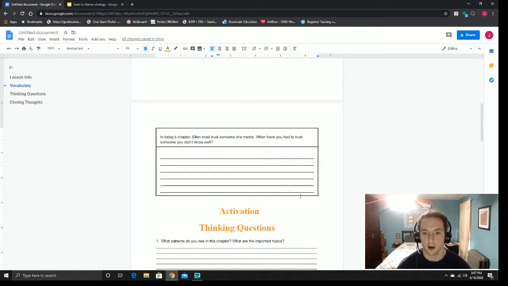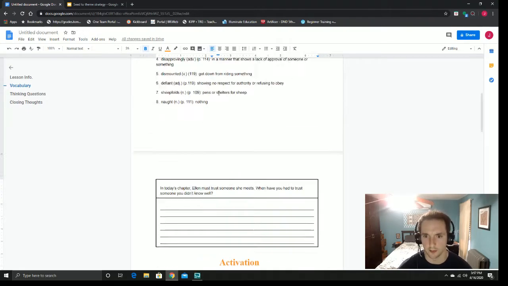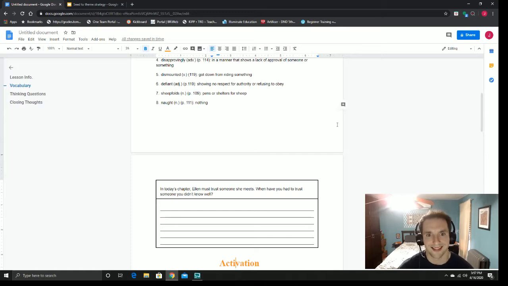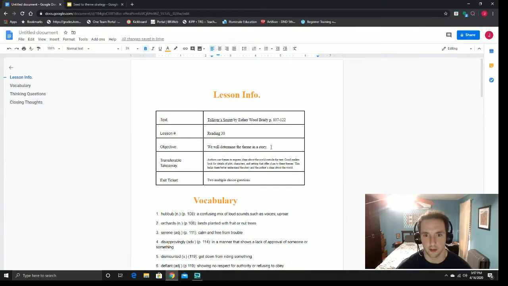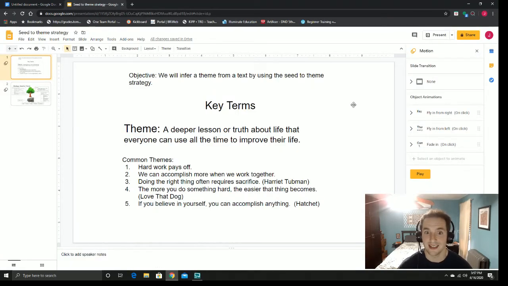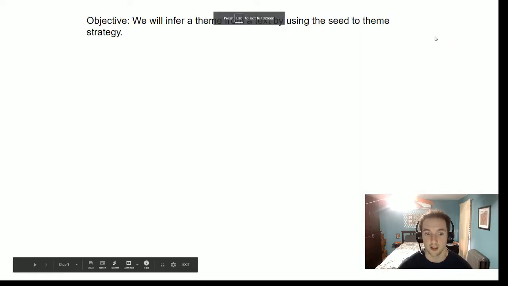So, before we dive into our thinking questions to help guide us, I'm going to do a quick lesson on our objective, which again, reminder, is we're determining the theme in a story. In order to determine or to find a theme, we need to know what a theme is and a strategy or some ways to think about how to do that. There's a bunch of different strategies that you can use. The one that we're going to discuss today is called seed to theme. And so, check it out.